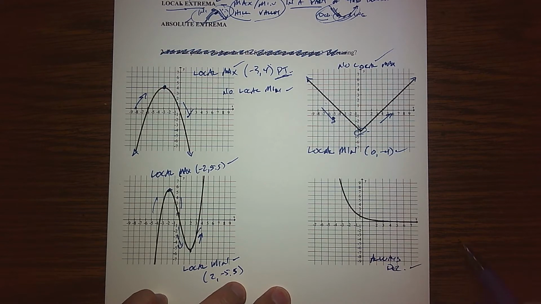So since it's always decreasing, we're never really at the bottom of a valley, or we're never at the top of a hill. So this would have no local extrema. It has no local maximum, no hill, and it has no local minimum, no valley. Okay, so that is local extrema.